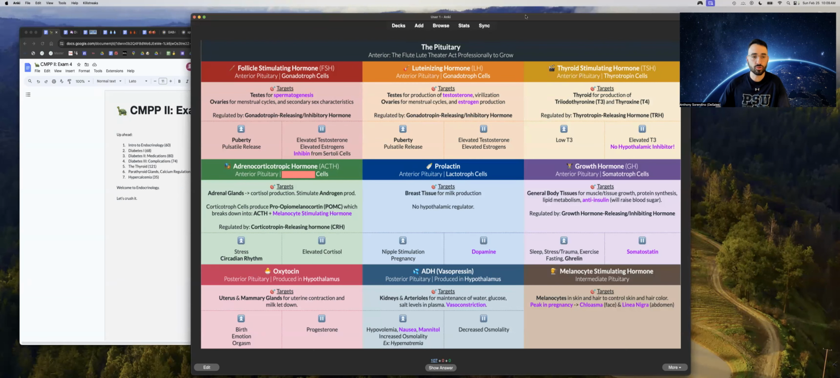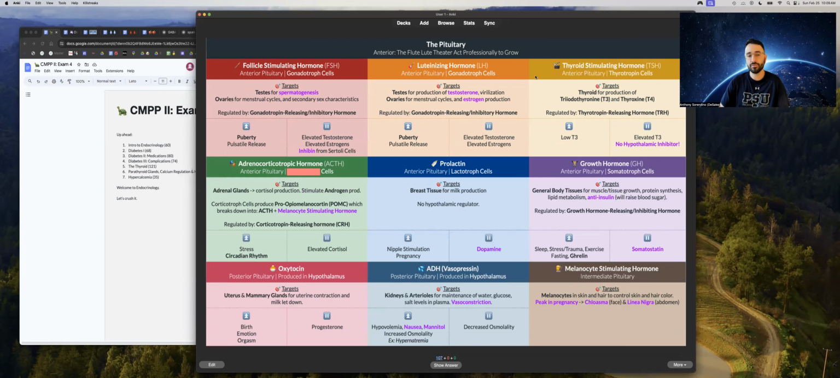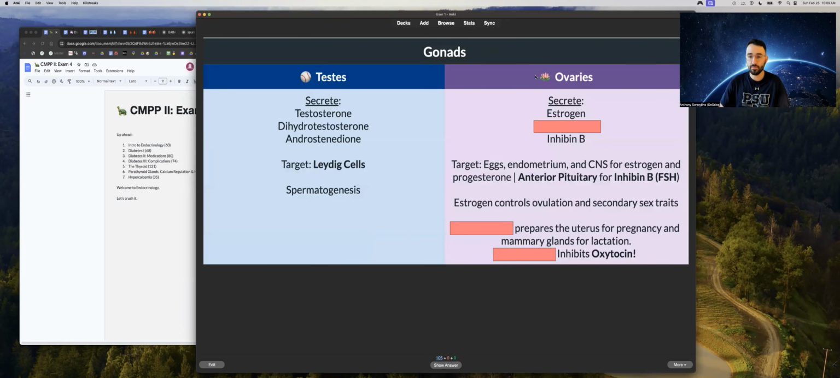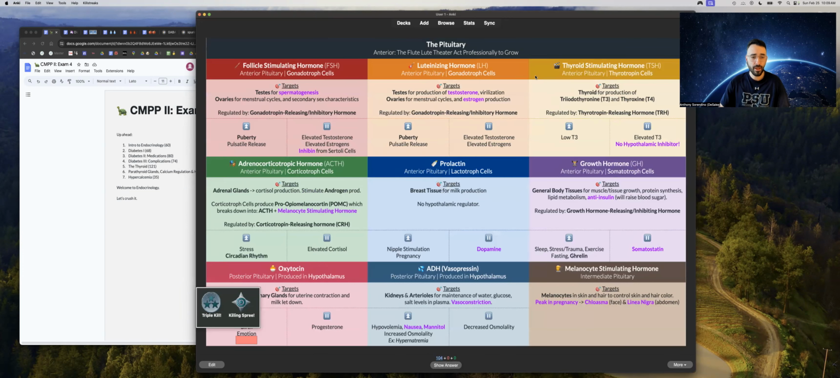The adrenocorticotropic anterior pituitary, what kind of cells? Corticotroph cells. Let's go. Follicular stimulating hormone. This comes from gonadotroph. I cheated there. Ovaries. Estrogen. Inhibin B. Is progesterone there? It sure is. Oxytocin, birth, emotion, and orgasm will upregulate oxytocin.